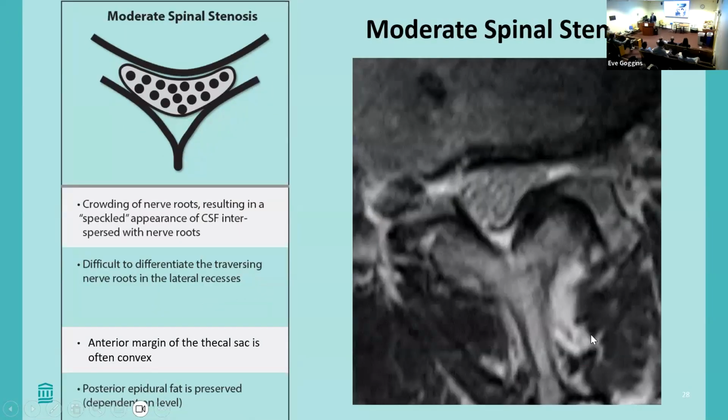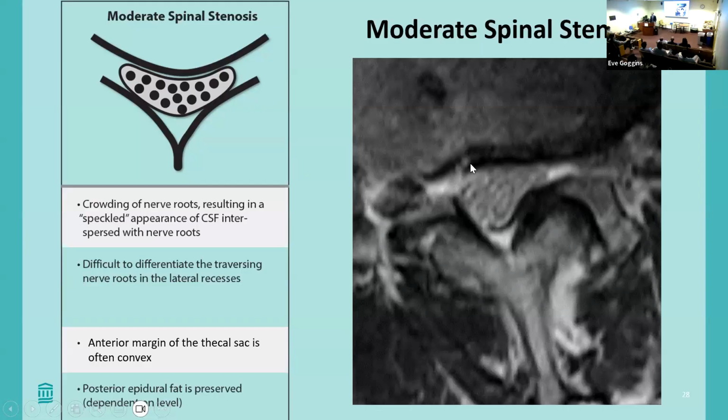Okay, moderate spinal stenosis. This has quite a characteristic appearance on MRI. This image here, just burn that into your brains, where you have the speckled appearance of the cauda equina intermixed with CSF. They're not really free-floating nerve roots anymore. It's kind of a homogeneous speckled appearance, and it's difficult to really differentiate the nerve roots in the lateral recesses. It's just kind of more blobs.